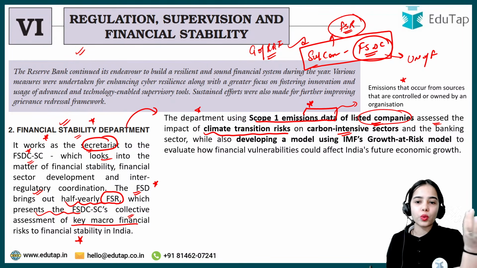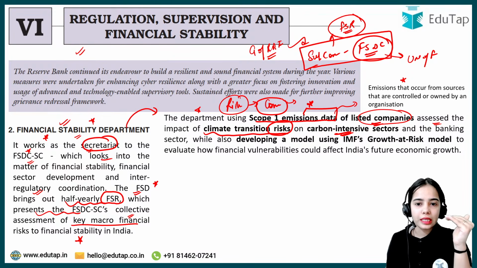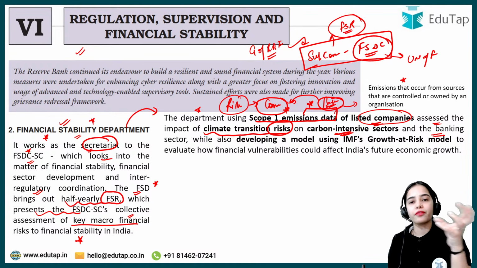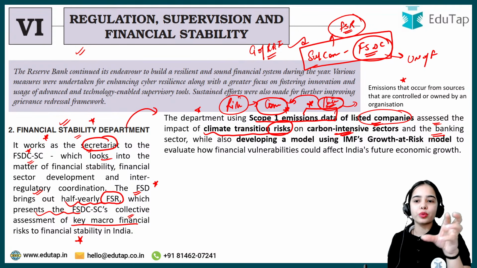So the department, using Scope 1 emission data of listed companies, assesses the impact of climate transition risk on the carbon intensive sectors and the risk on these carbon intensive companies. These risks will also affect the banking sector, the banks, because banks have given a lot of loans to different companies, right? So the banking sector will also come under the climate transition risk if the companies are under the risk.